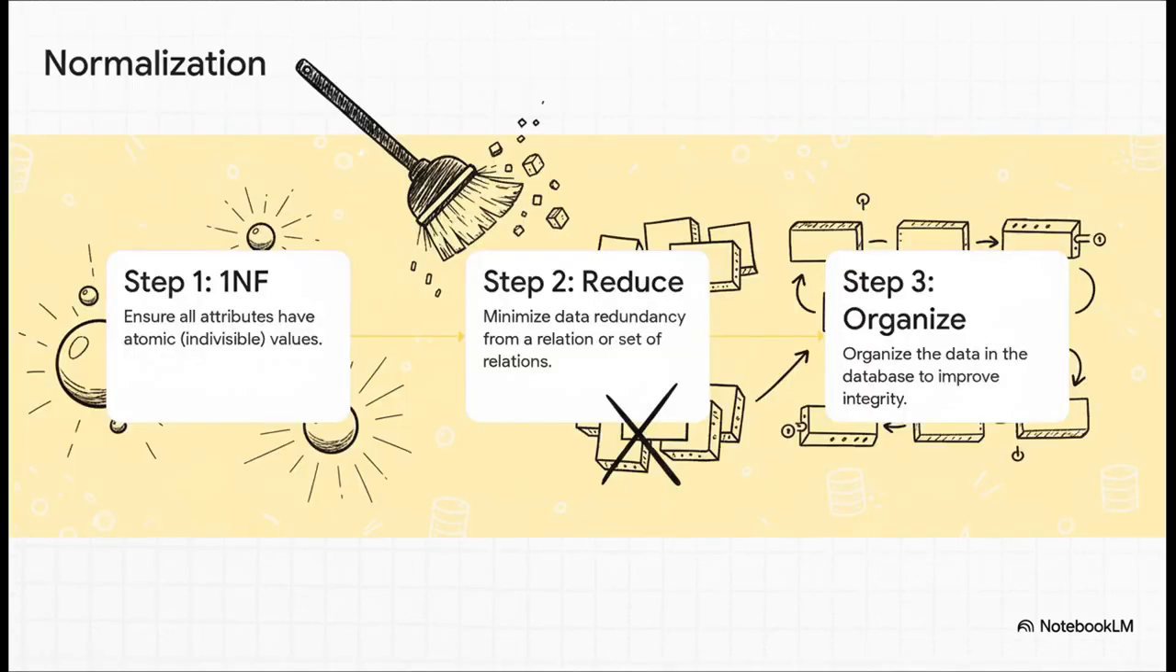The solution is this process called normalization, and honestly, it's kind of like a professional decluttering service for your data. First, you make every piece of information atomic, which just means you break it down into its smallest possible part. So instead of one field for address, you'd have separate ones for street, city, and zip code. Next, you hunt down and remove all the duplicated data. And finally, you organize everything into small, logical tables that are all linked together. This is absolutely key for keeping the database fast, reliable, and trustworthy.